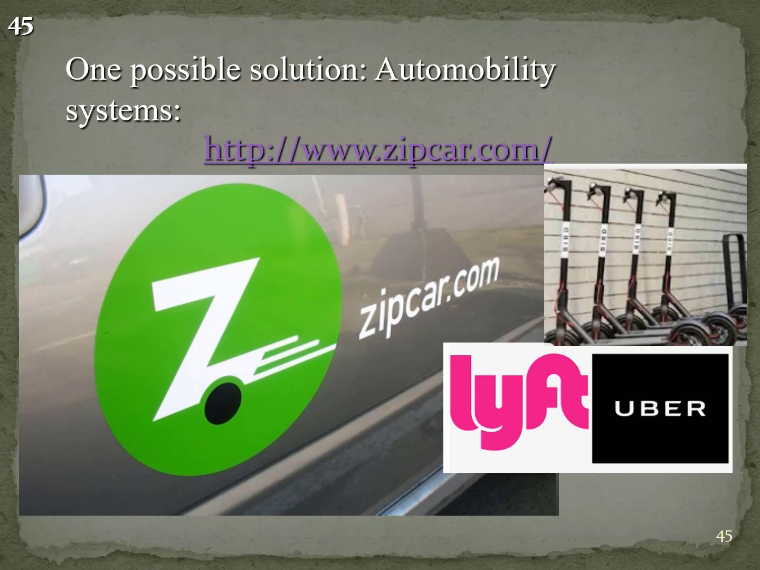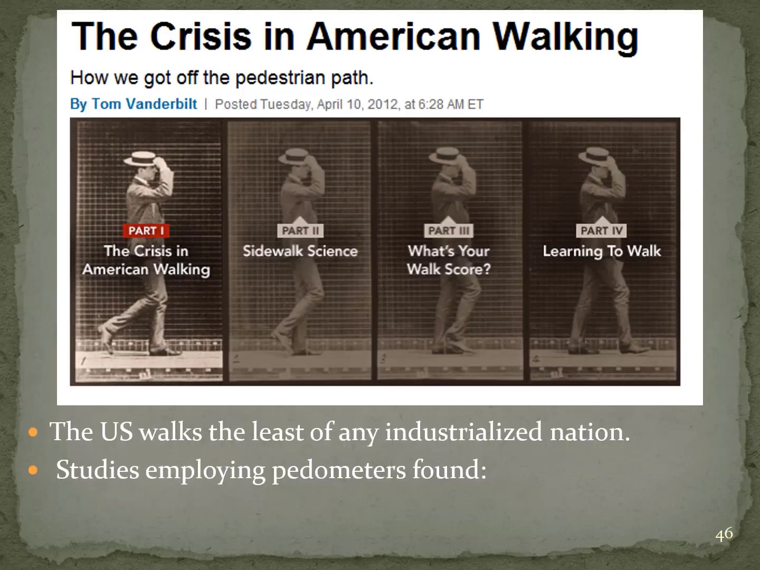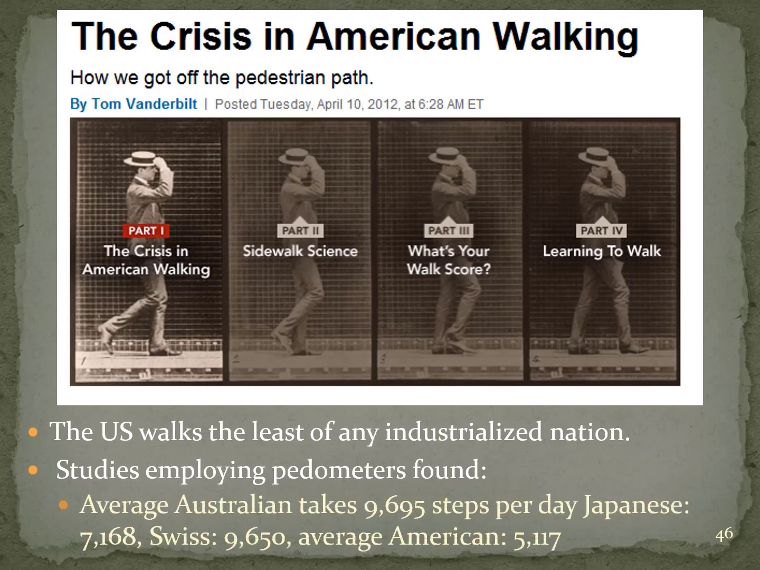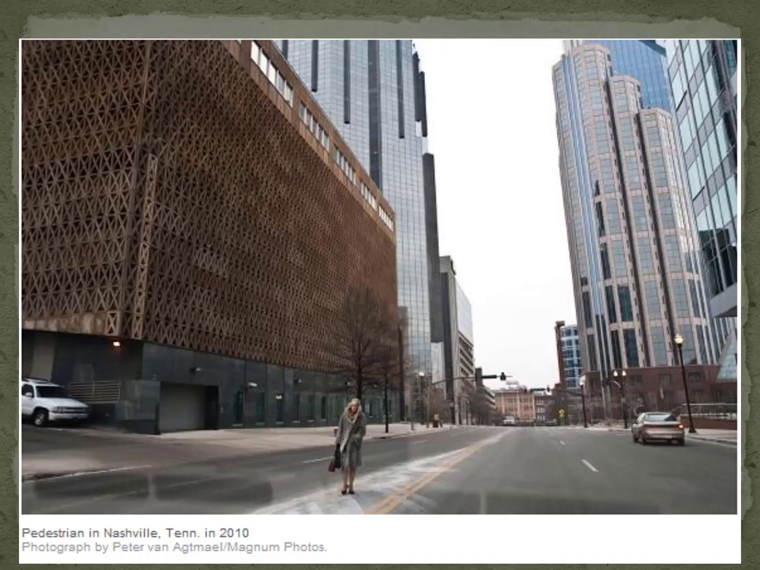Scooters as another alternative. Walking, we could walk. Americans walk the least of any industrialized nation. Studies employing pedometers found that the average Australian takes about 9,600 steps per day. The average Japanese, a little over 7,000. The Swiss, almost 10,000. The average American takes about 5,000 steps a day. No one walks in this country.